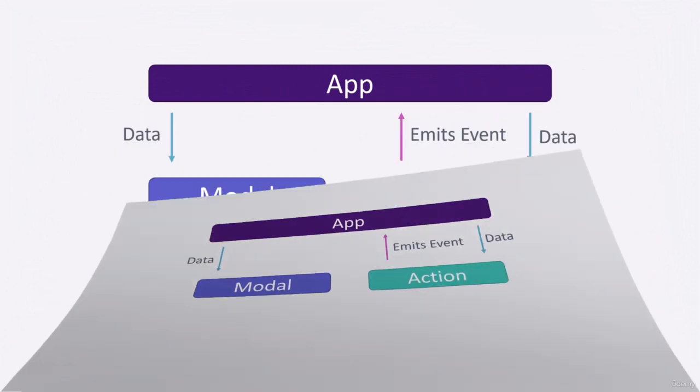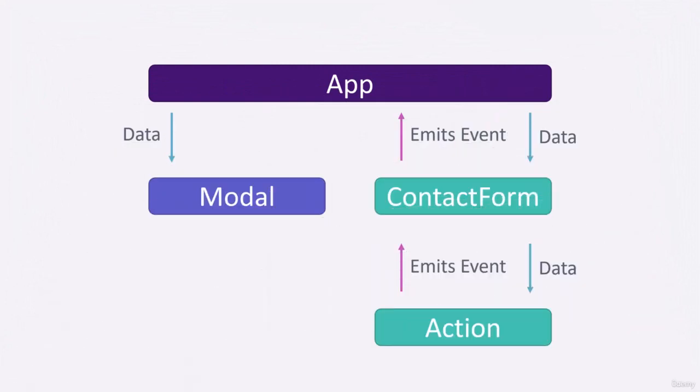Let's imagine we have another component called contact form. It houses the action component where it's still responsible for opening the modal. This will mean the data will need to be passed down and emitted twice. This problem gets even worse if we add more layers. The way the components are structured is very disconnected from one another.